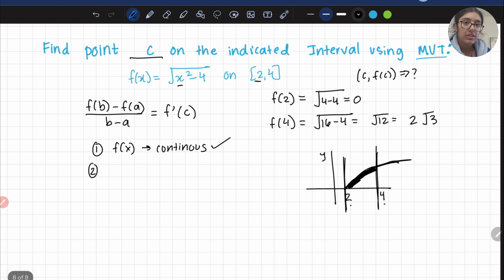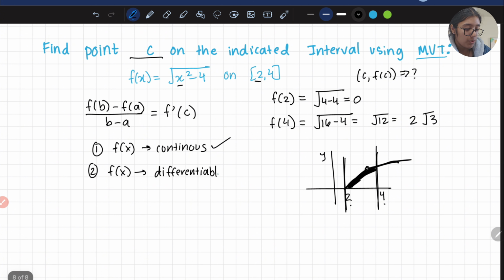Let's see if it's differentiable. Well, just looking at this graph, we see that it is differentiable. You can take a point, draw a tangent. Any point, you will get one unique tangent. So f of x is also differentiable over its domain.